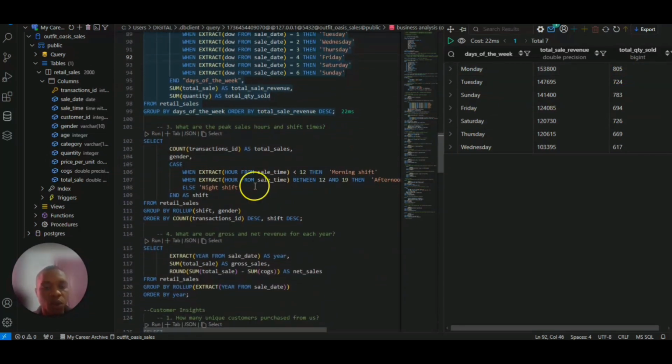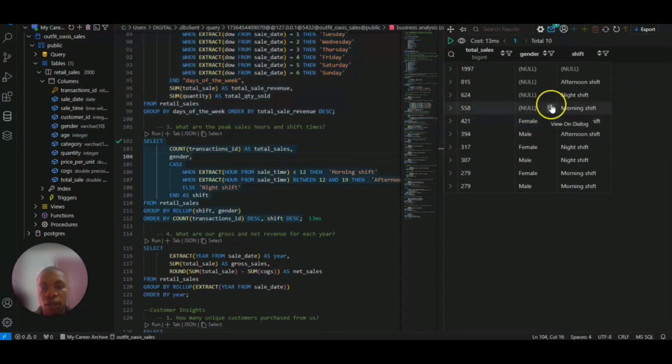And then the next one is, what are the peak sales hours and shift time? You can see here. Okay, what this table means is that the very first row is the total sales. So there were over 1,997 transactions that happened. This is with no regard to the gender, with no regard to the shift. And then this particular one is the total sales with no regard to the gender and then the shift.